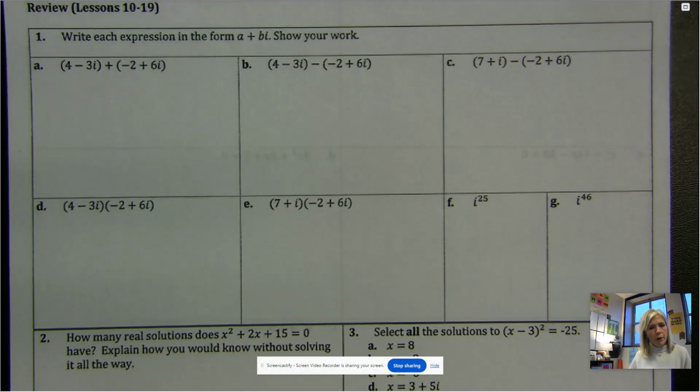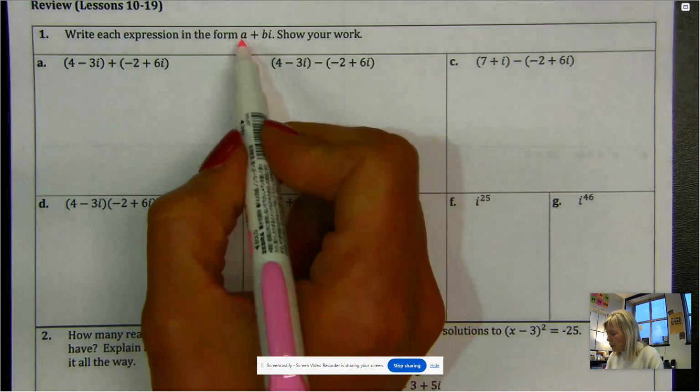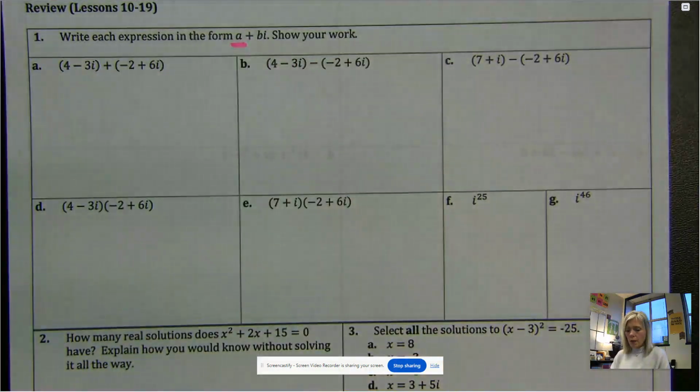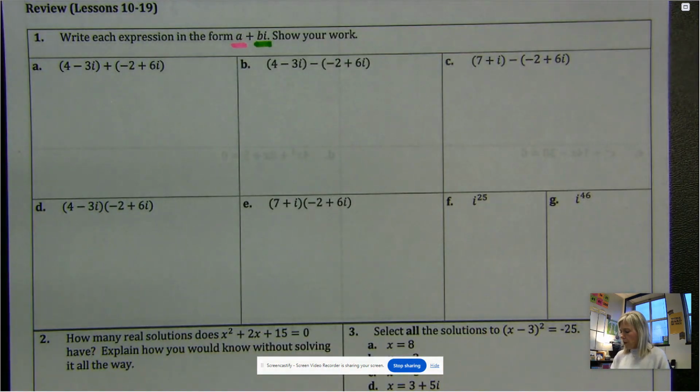On number 1, it says to write each expression in the form a plus bi. That just means when you write your answer, if you've got a real number in your answer, it should come first. And if you've got an imaginary number in your answer, it should come second. That's all that means.